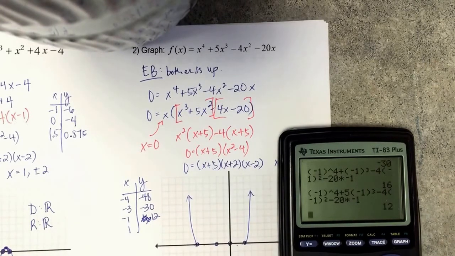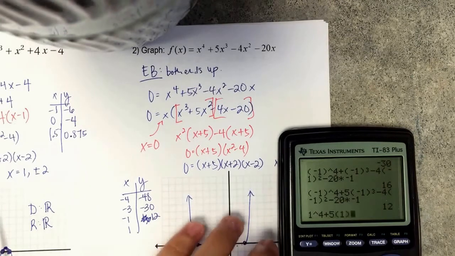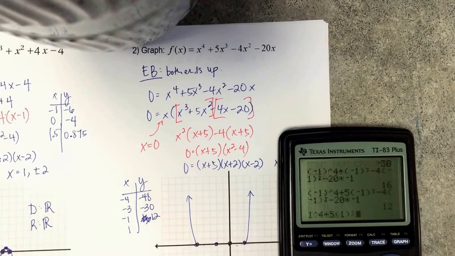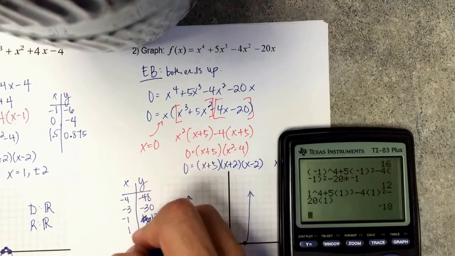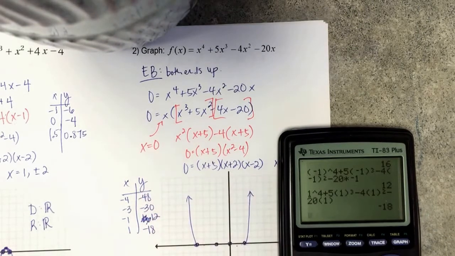Okay, so let's make sure I type this one in correctly. 1 to the 4th plus 5 times 1 cubed minus 4 times 1 squared minus 20 times 1. And I get negative 18. So what we're going to want to do is plot these points.